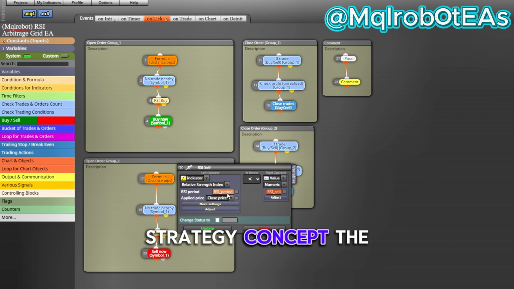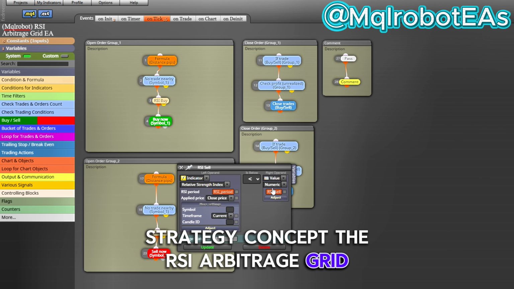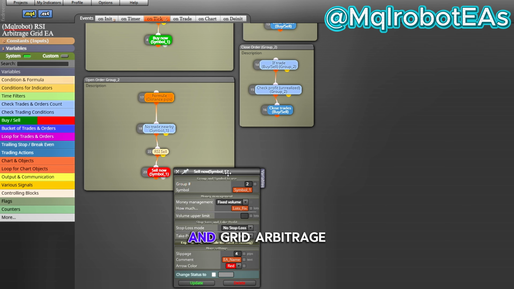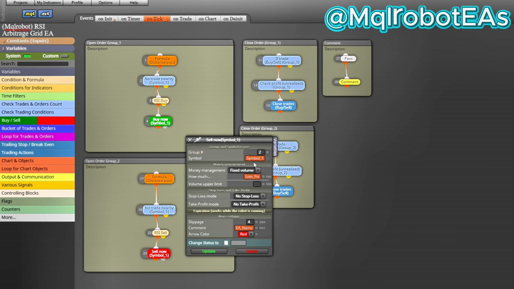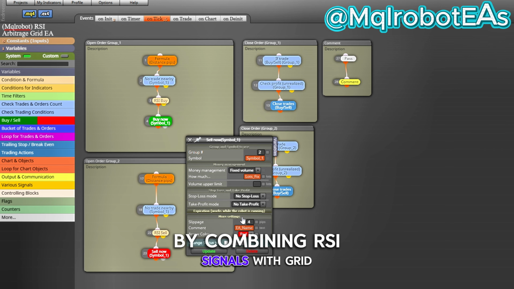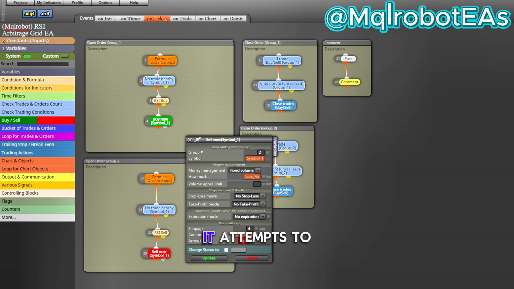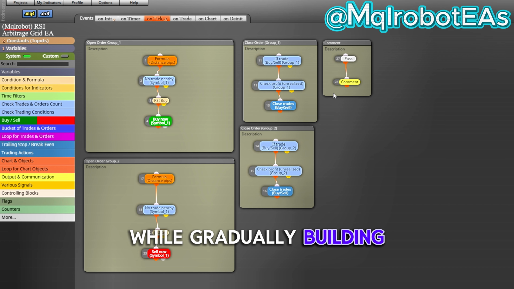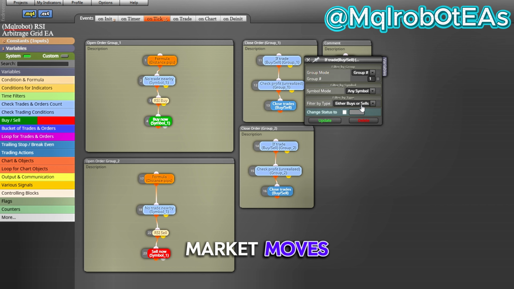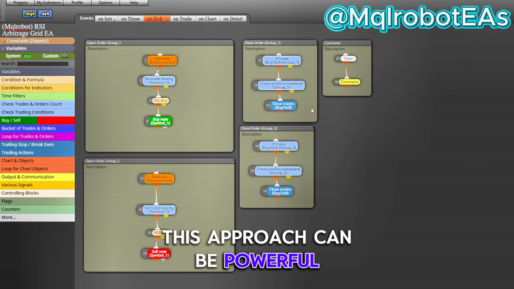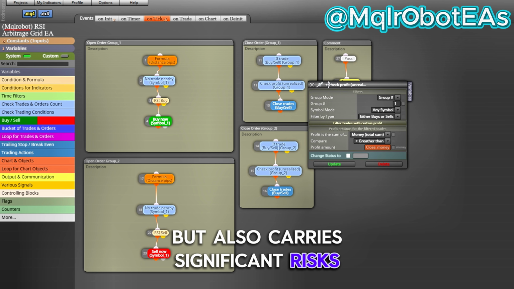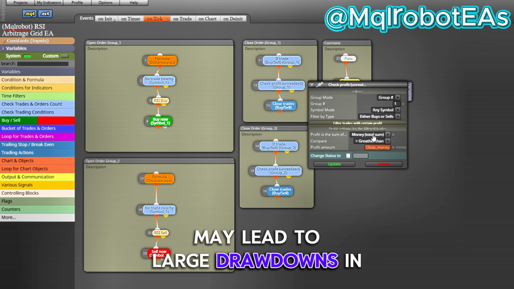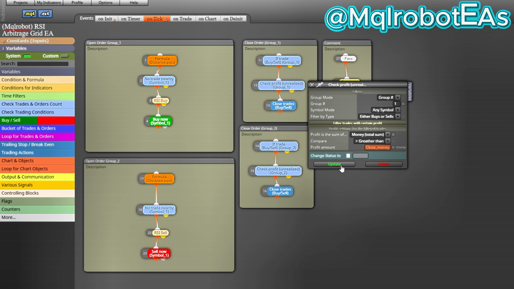Strategy concept: the RSI Arbitrage Grid EA aims to benefit from both mean reversion and grid arbitrage logic. By combining RSI signals with grid-based entries, it attempts to capture profits from short-term fluctuations while gradually building positions as the market moves. This approach can be powerful but also carries significant risks. Grid trading, if not managed carefully, may lead to large drawdowns in strong trending markets.